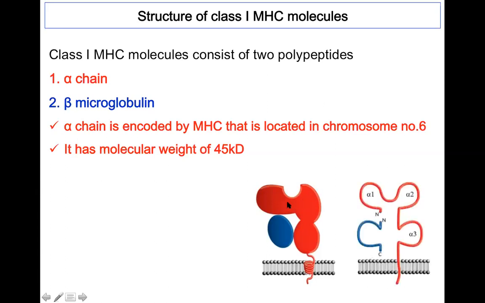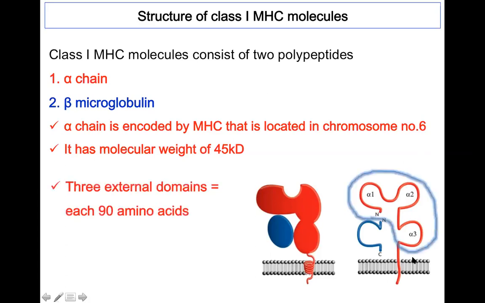If you go for the alpha chain, that alpha chain actually has three domains, as you can see in this structure: alpha 1, alpha 2, and alpha 3. And these are called external domains. Why are they known as external domains? As you can see, because they are located outside of the plasma membrane. So we can call them the three external domains: alpha 1, alpha 2, and alpha 3.